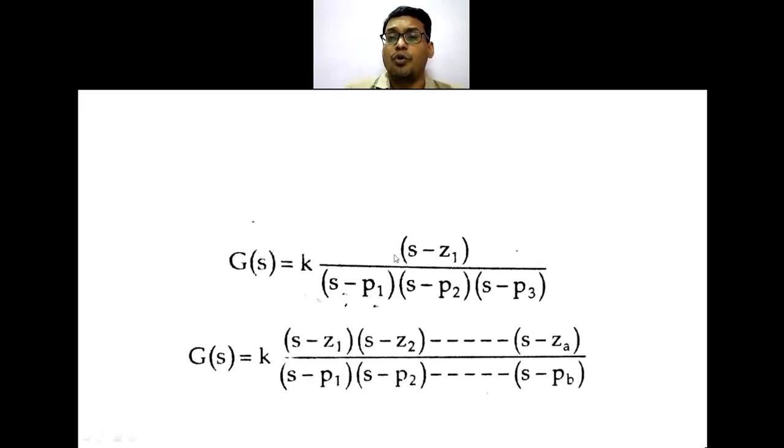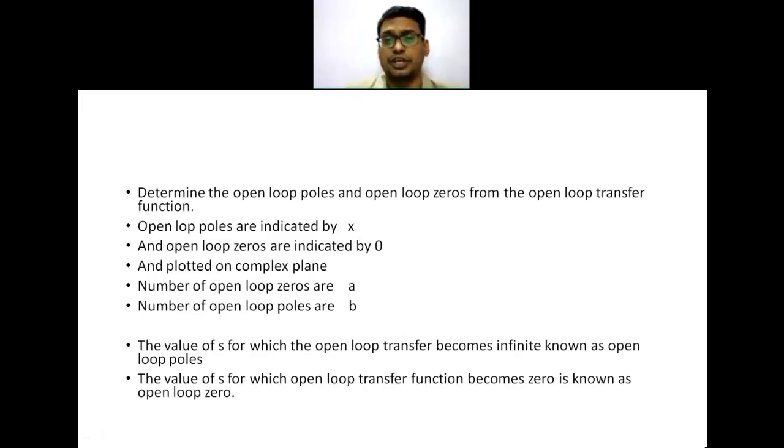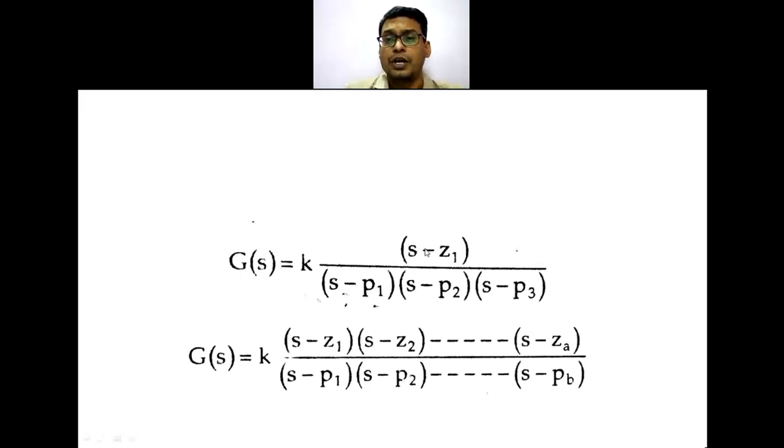And open loop zeros, where you will get the value of this transfer function as 0. So when the numerator part becomes 0, then they are called the zeros. If the denominator part, any of the root contents in the denominator, is 0, then it is called the poles.